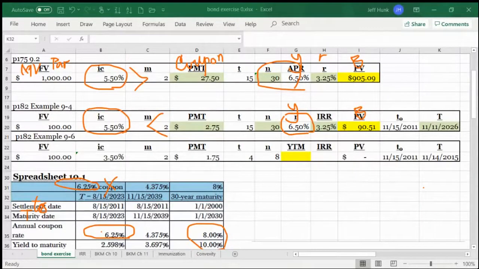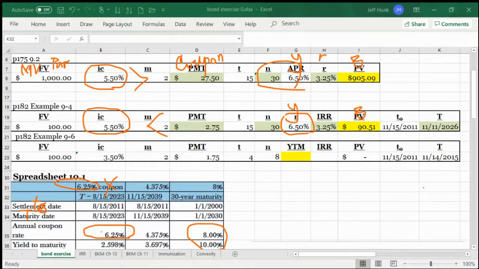Hi, welcome back to the continuing lecture series in investment analysis. This is the sixth video in bond price and bond deals.